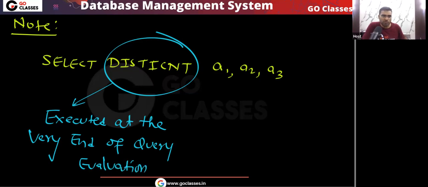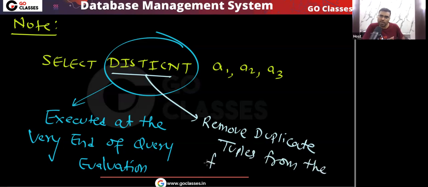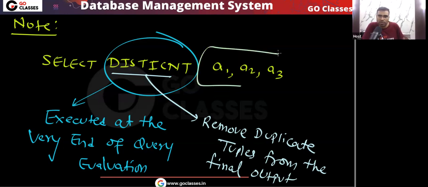So remember what this distinct will do. It will remove duplicate tuples. This works on duplicate tuples. It does not work on something like A1. No, it works on the duplicate tuples. It removes duplicate tuples from the final output. Is this clear? Select distinct is not applied on A1. Select distinct applies on the entire tuple. Please tell me.